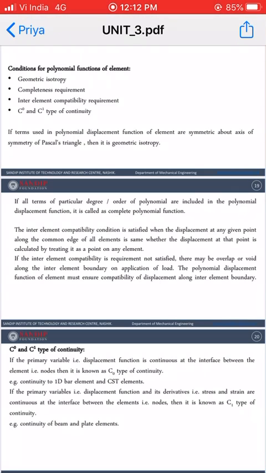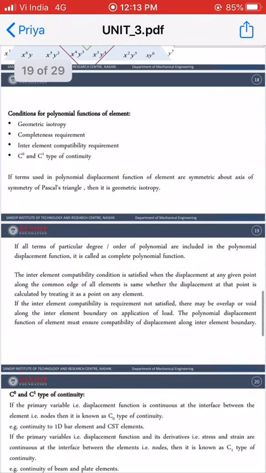So if we need to satisfy the rigid body displacement condition, we need to select the polynomial shape function in such a way that it consists of one constant term in the two-dimensional polynomial shape function. Then and only then will the rigid body displacement condition be satisfied. Now, what is the third requirement? The constant strain rate requirement.